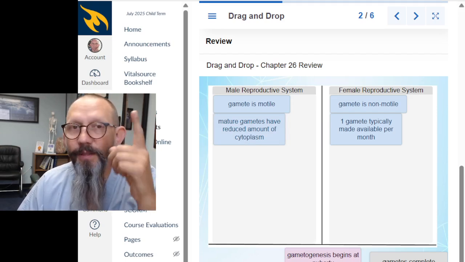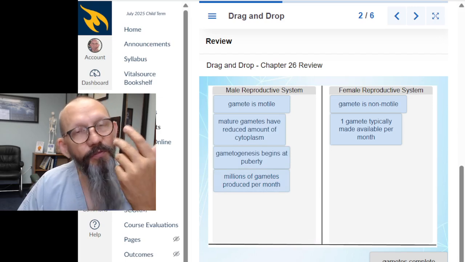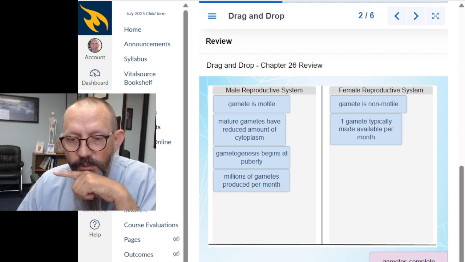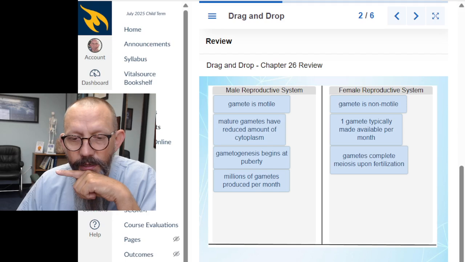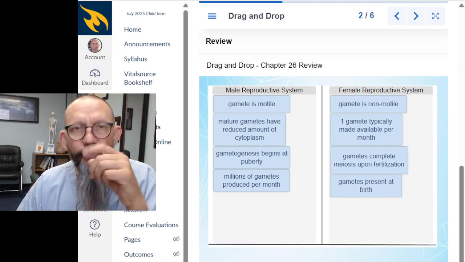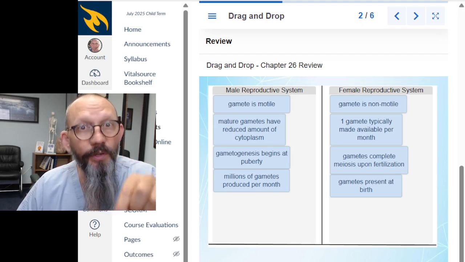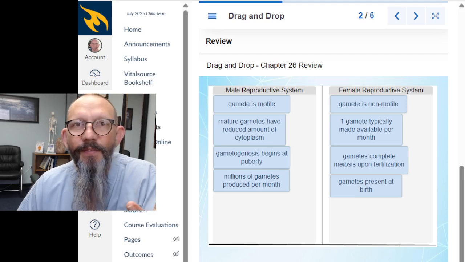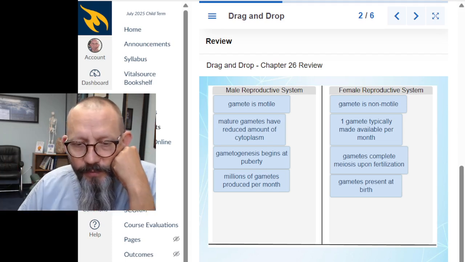Gametogenesis begins at puberty. That's boys. Millions of gametes produced per month, that was also males, because females only produce one. That's why one gamete available there, and millions. Gametes complete meiosis upon fertilization. Meiosis and mitosis, that goes there. And gametes are present at birth, those are also the female. So remember, as a female, your gametes are present even when you're in the womb, right? There's like 40,000 of them, and they're reduced down to basically 4,000. And then as you go through your entire life, if you never had kids and you had all your periods, you'd have about 400.